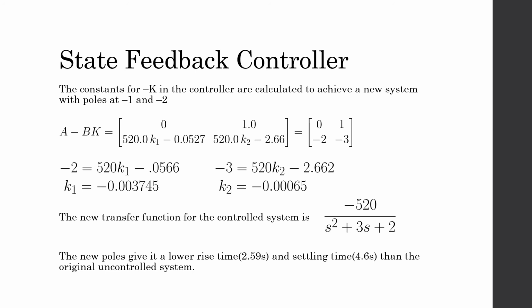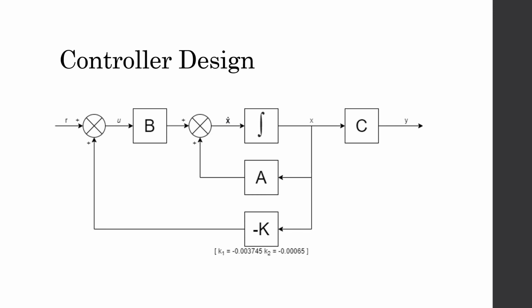The movement of these poles enables many different changes, such as changing rise time and settling time compared to the original system. The design of the controller can be seen through this diagram. After integration, the x is multiplied by the negative K matrix and fed back into the input of the system.